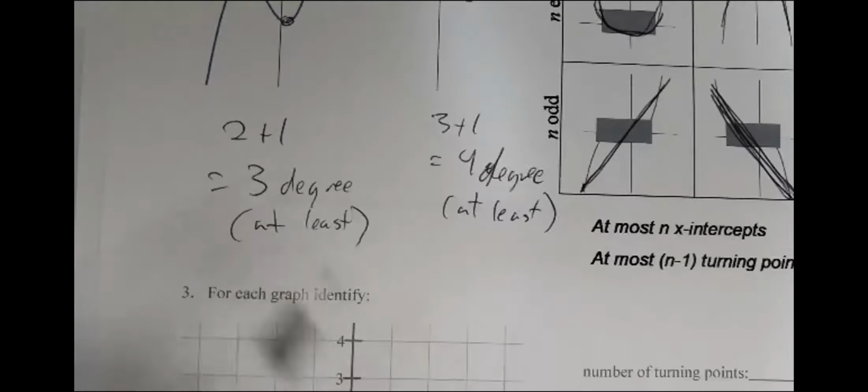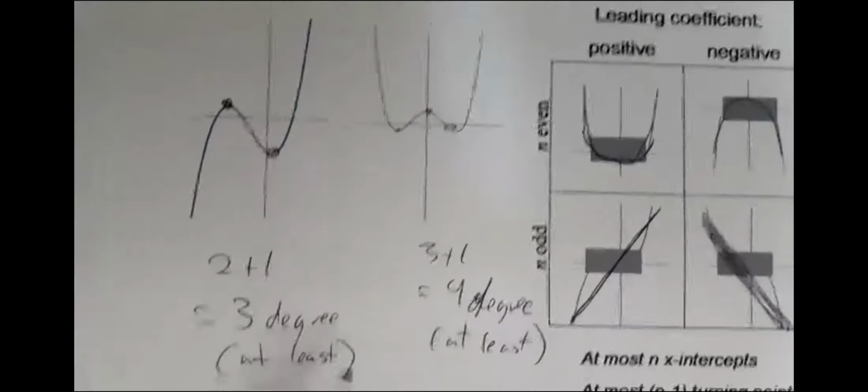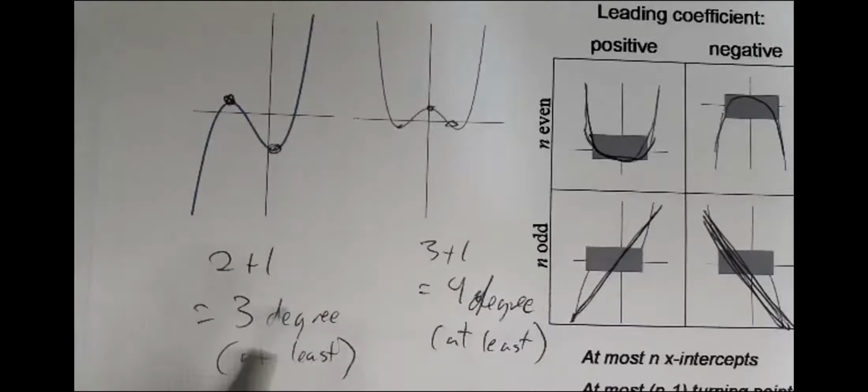We have at least a degree 3. They're saying this a little bit backwards from what I said. So instead of saying at least with the degree, they're saying at most with the turning points, which is looking at it from the other perspective. Same picture, just a different perspective, right?